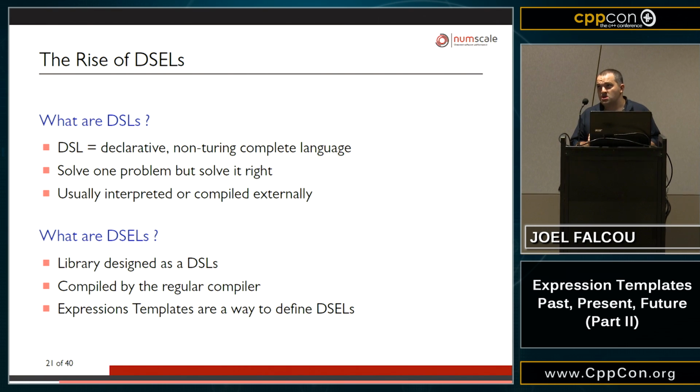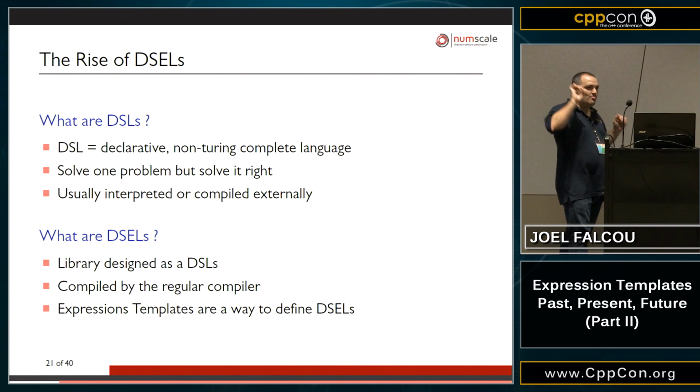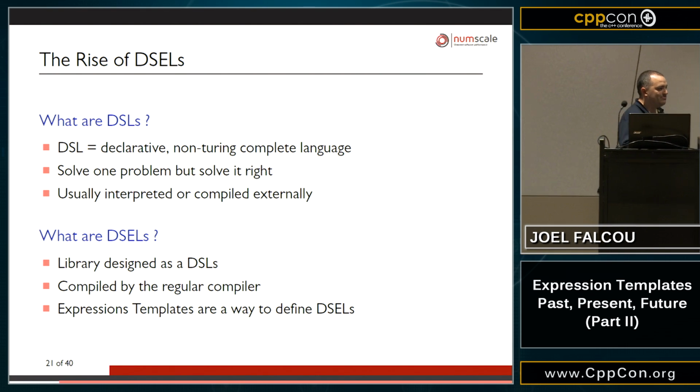Okay. The main objective is to find a way to implement something called domain-specific embedded languages. So first things first, what is a domain-specific language, or DSL? It's usually a declarative language, which may or may not be Turing complete, that does only one thing. It's very good at solving one single family of problems.